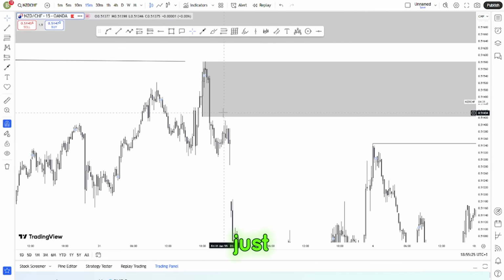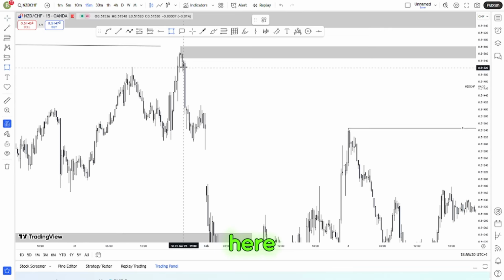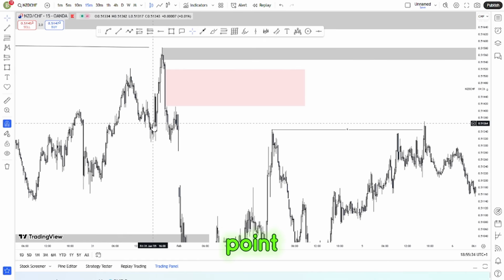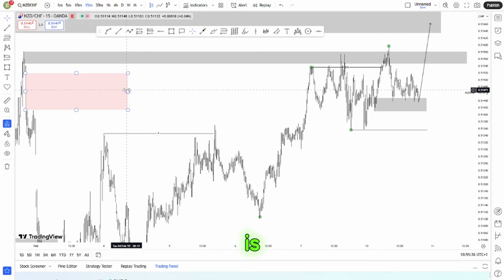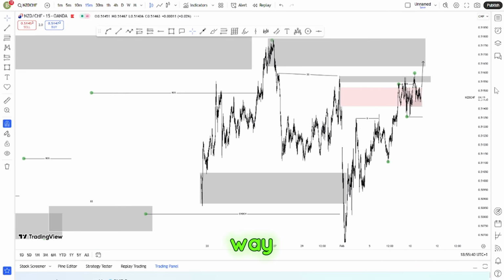And we can just do this before we close off. We can just do this, refine this one here to here, and we can obviously see that we had this big imbalance within this point. So this is a valid trade, to be honest. We just need to wait up until it forms up the way that we want, guys.